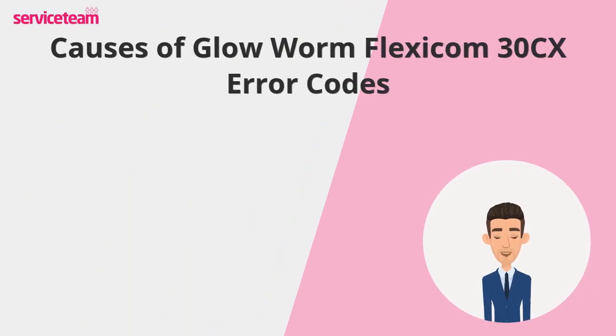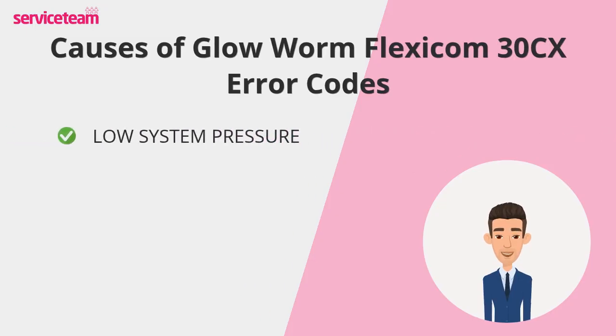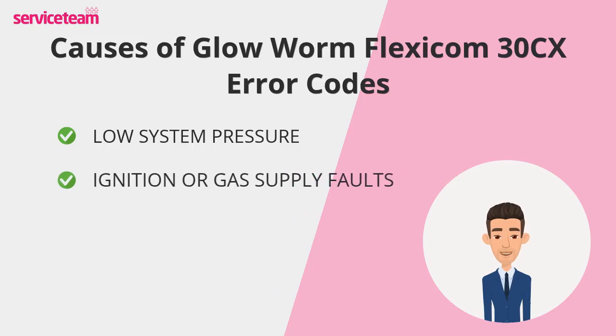Let's see what causes the Glow-worm Flexicom 30CX error codes. Low pressure is one of the most common causes of fault codes. It usually happens because of small leaks, radiator bleeding, or issues with the expansion vessel. If the boiler can't ignite properly, you'll see an error code. This often comes from a faulty gas valve, blocked gas flow, or weak ignition components.